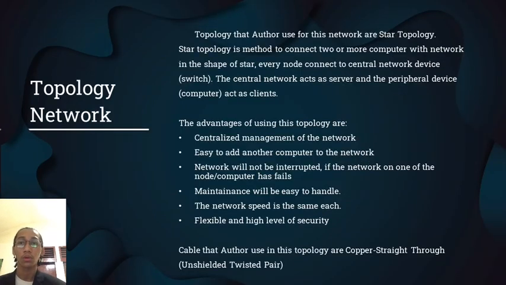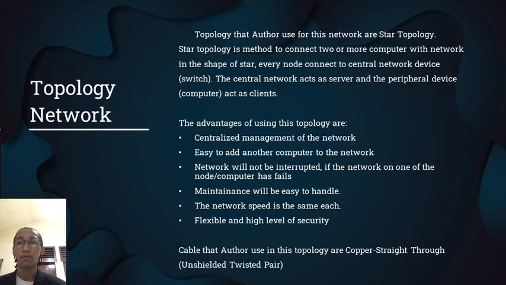Next, network topology. The topology that the author uses for this network is star topology. Star topology is a method to connect two or more computers with a network in the shape of a star. Every node connects to a central network device or switch. The central network acts as a server and the peripheral devices or computers act as clients.